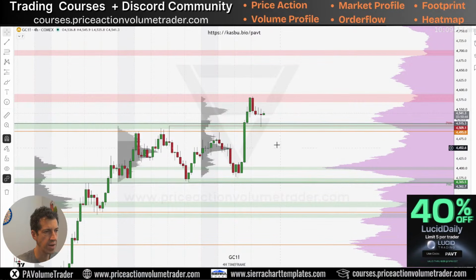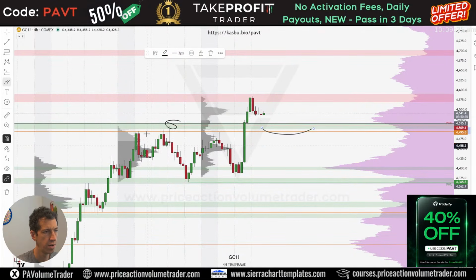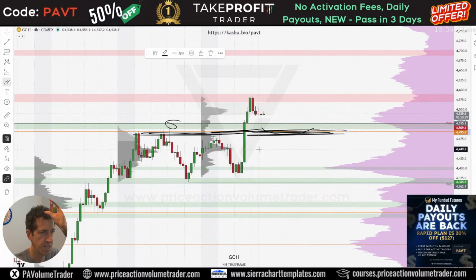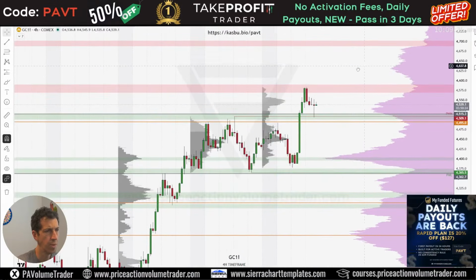This entire area, I think, would be strong support. We already dipped into the spike high, but if we come down a little further, we have all these highs here as well. So like the 44.90s, I think would be a strong support on any pullback there.